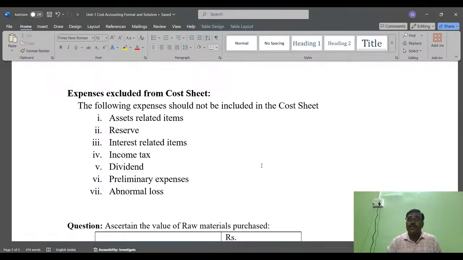Dividend, that is a distribution of profit to the shareholders, that will not be shown here. And the preliminary expenses, it means expenses incurred to start the company, so that will not be included in the cost sheet. Similarly, the abnormal loss, these expenses will not be shown in a cost sheet since they are capital in nature and financial oriented.